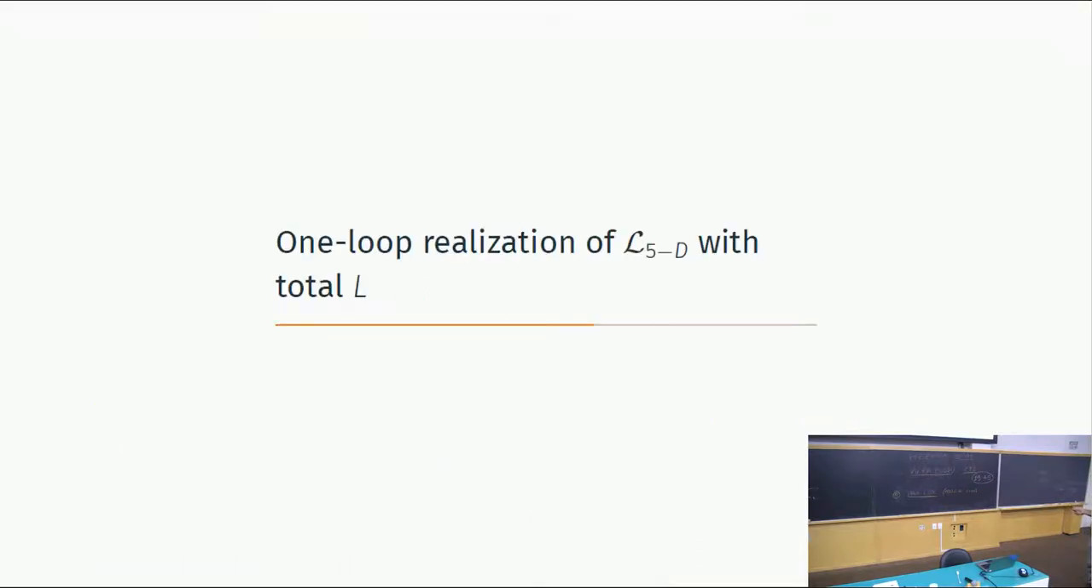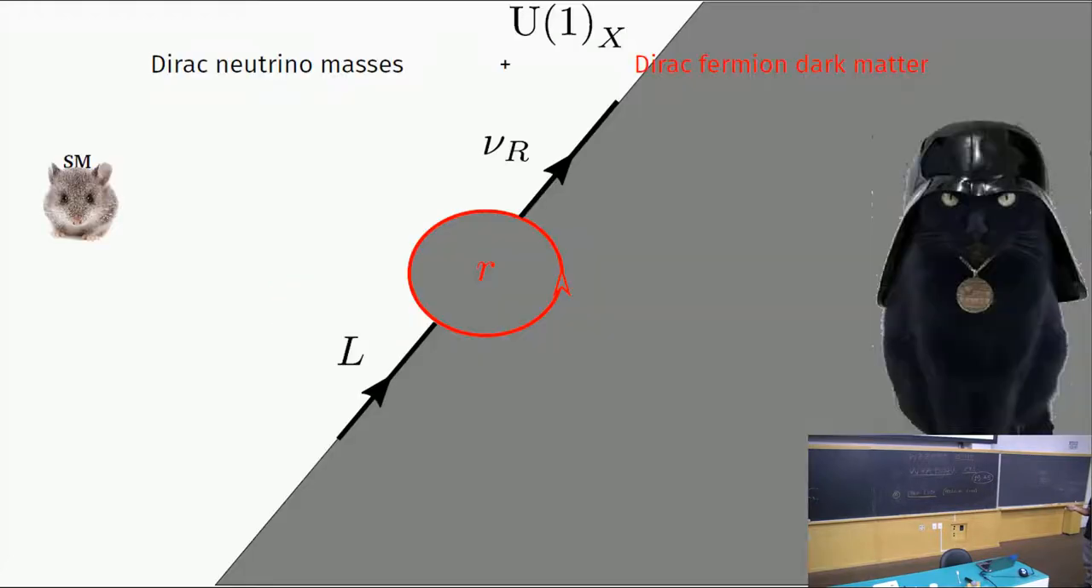So the idea that we are pursuing now is to try to combine the two things, the Dirac neutrino masses and dark matter, Dirac fermion dark matter, by realizations of this kind of operator, but at one loop level. So the idea is to divide the particle content into sectors: the standard model one, including the right-handed neutrinos, and a new hidden sector that can circulate in the loop that generates the neutrino masses.